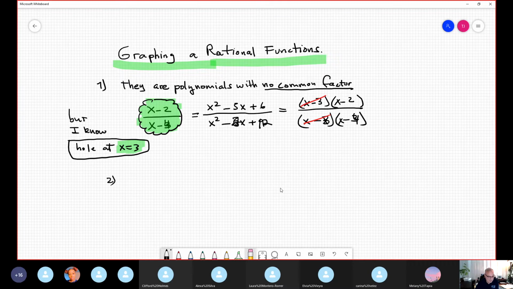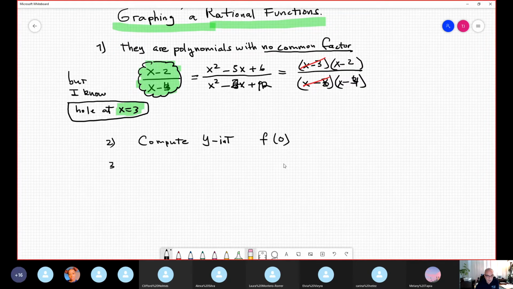Okay, number 2 step, easy. Compute the Y-intercept, because the Y-intercept is always an important point in any function. In any graph that we are doing, it's important. And what is the formula? Evaluate the function at 0.